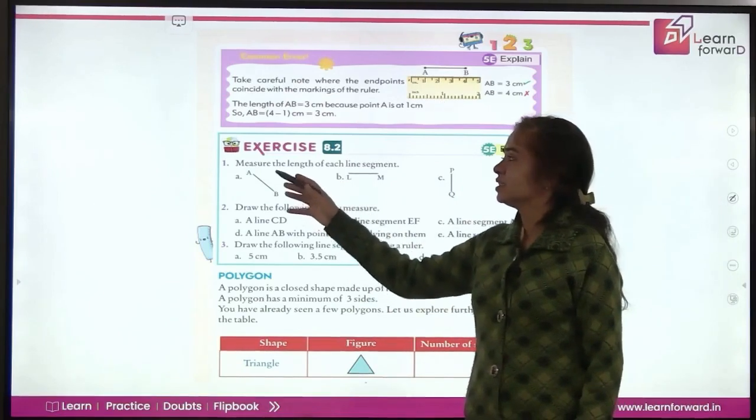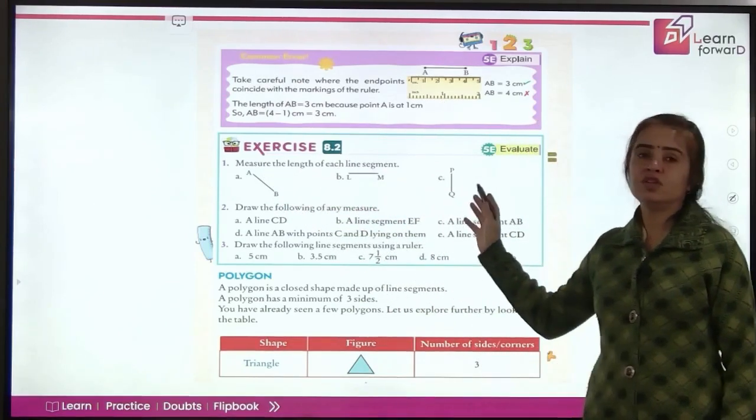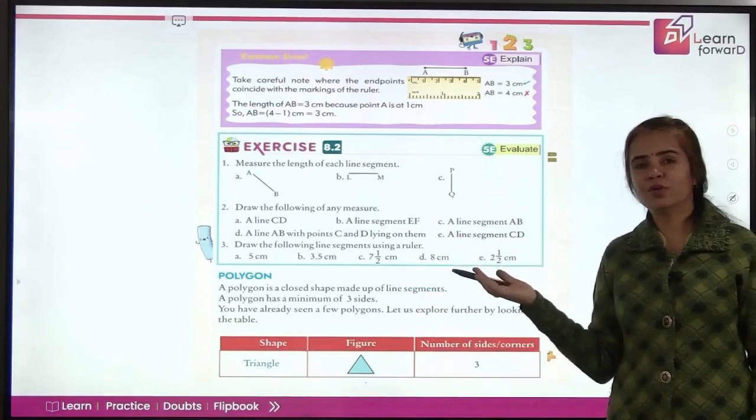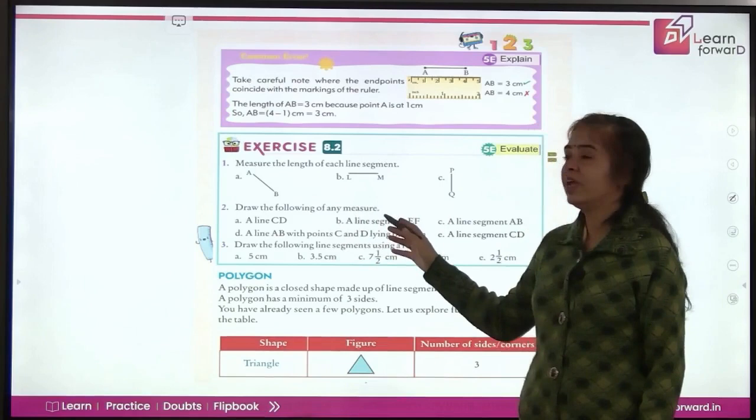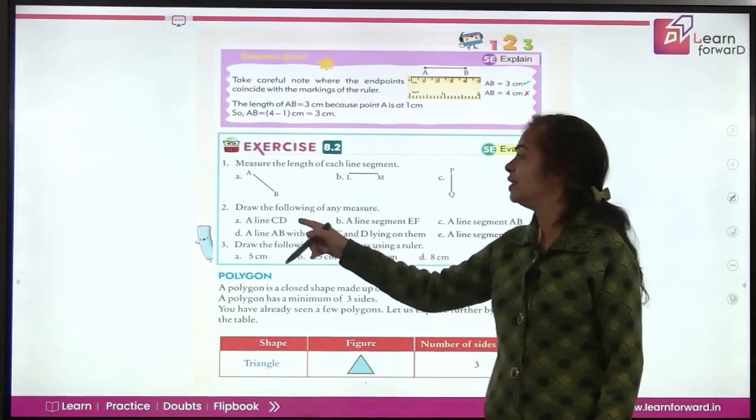Now here's an exercise for you where you have to measure the length of each of the given line segments. So use your ruler from the geometry box and measure them. Draw the following of any measure. You have to draw a line CD.